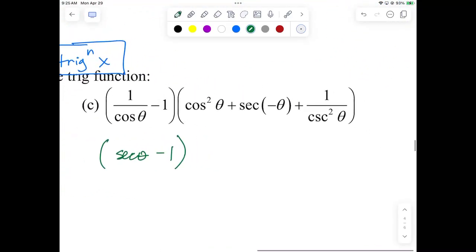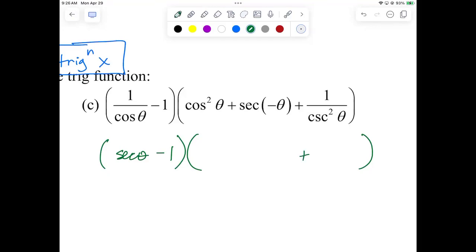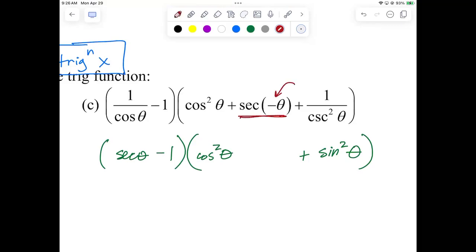Now let's look at the second one. I have a 1 over cosecant squared at the very end. What's 1 over cosecant squared? What's sine squared, right? And then I got a cosine squared right here. And now I just got this middle term. It has a different angle. It has a negative angle. How do I get rid of the negative angle so that they're all positive angles?